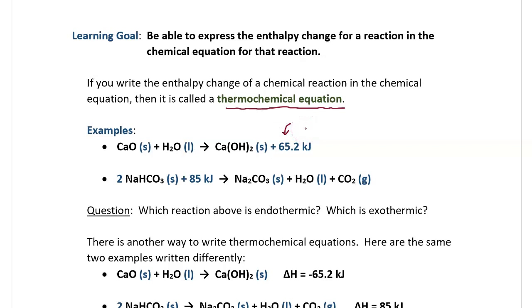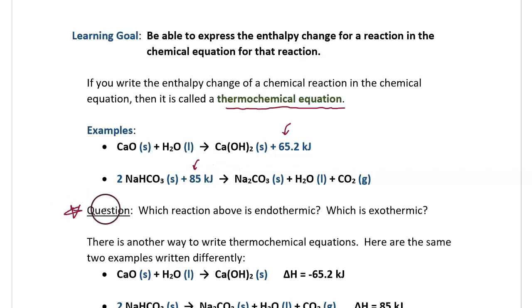the enthalpy change. The next example, 2 moles of sodium hydrogen carbonate plus 85 kilojoules of heat would produce 1 mole of sodium carbonate, 1 mole of water, and 1 mole of carbon dioxide. This is a thermochemical equation because it has the component heat energy.